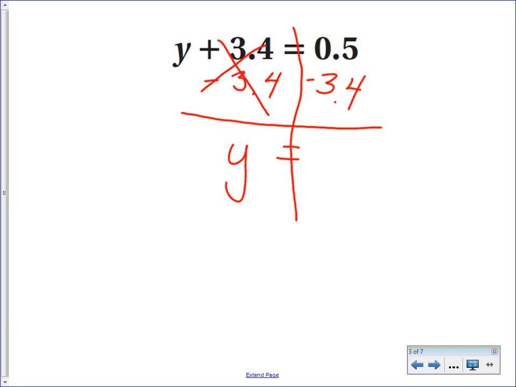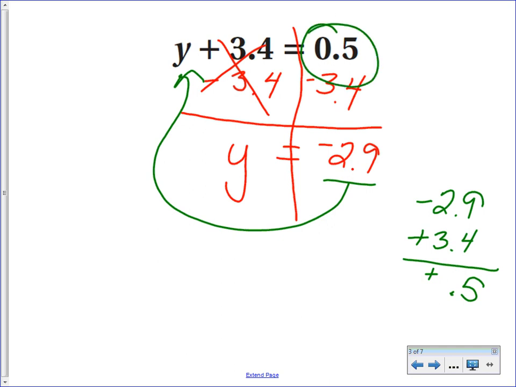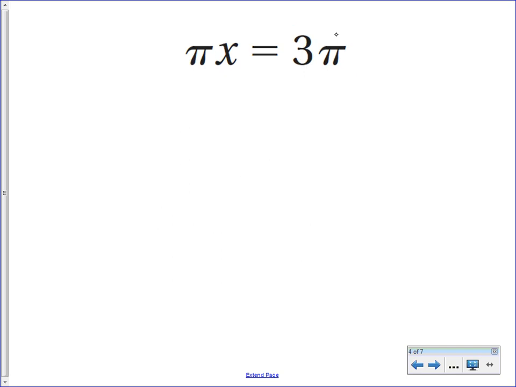5/10 minus 3 4/10 gives me a negative 2 9/10. If you want to check your work, you can take your solution to your answer and plug it back in to where your variable is. And if I did that off to the side, negative 2 9/10 plus 3 4/10. 3 4/10 is bigger, and it is bigger by 5/10. So it's a positive 5/10, which is what the answer was up there. Checking your work is a good way to make sure that you are doing your answer correctly.